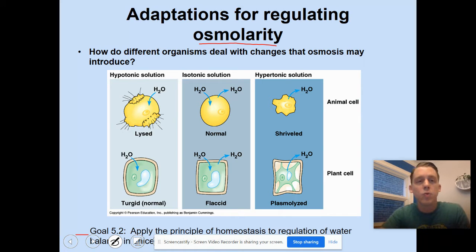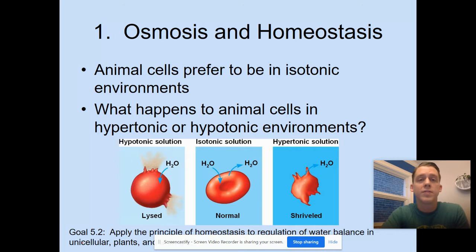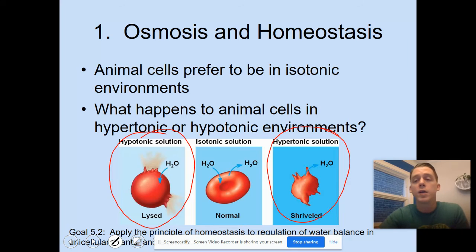And this plays a big role on how animals and plants can exist, right? So in terms of animals, cells prefer to be in isotonic environments. So what happens to an animal cell in a hypertonic environment or a hypotonic environment? Well, we know that in a hypotonic environment, the cell may lyse. This is a bad thing. And in a hypertonic environment, the cell may shrivel. So we really don't like to be in an environment that's too salty or that's too pure in terms of water. We like something that's about equal to our cells.